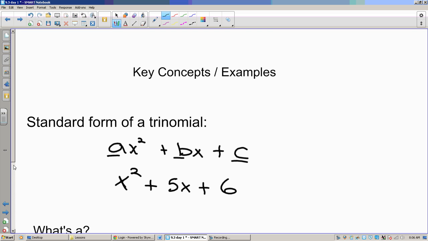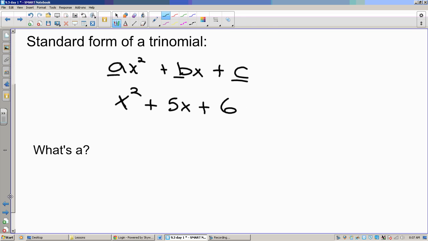And then we talked about what a is in this case. Well, we know that a is 1. So right here, a is 1. Anyway, a is 1, b is 5, and c is 6.